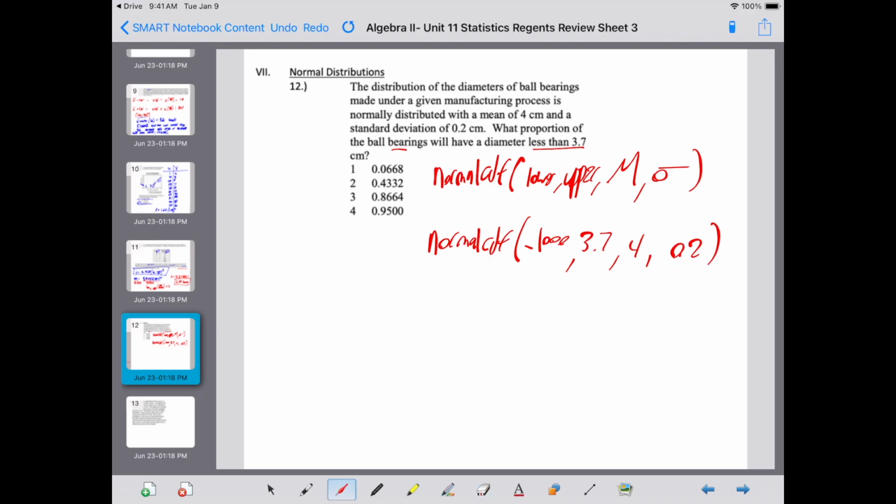So I go to second VARS on your calculator, normal CDF. Negative 1,000 is my lower, upper is 3.7, mu 4, standard deviation 0.2. And you get 0.066807287. That's approximately option 1.